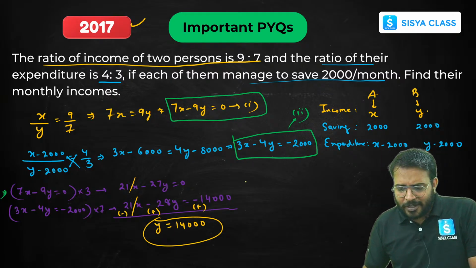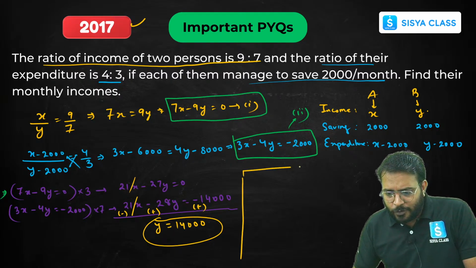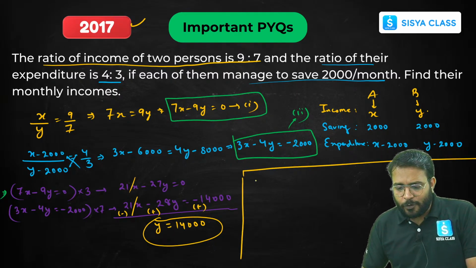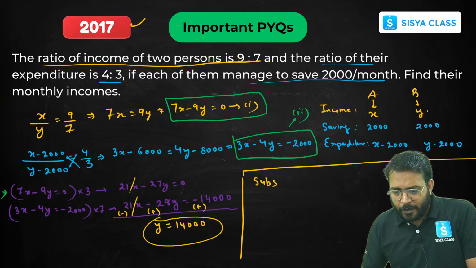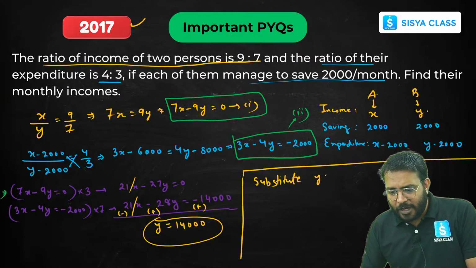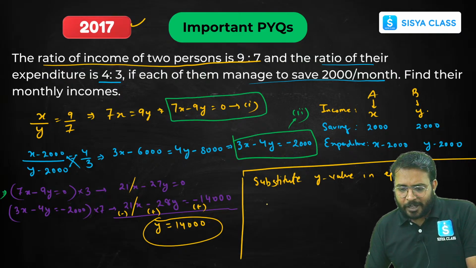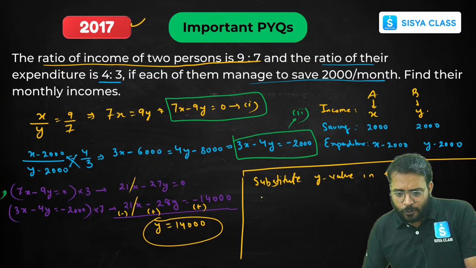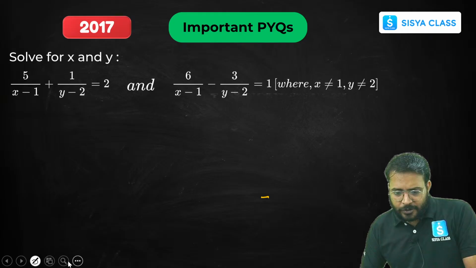Now how to find out the income of A, that is the x value? Just substitute the value of y in equation 1. What will you get? You need to find out the x value now. So x is going to be... it is going to be 7x now. 7x.